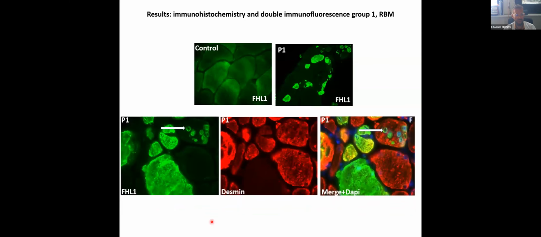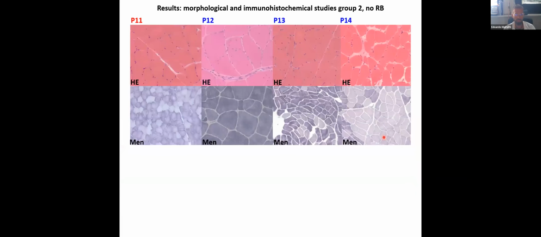And here you have an immunofluorescence with a co-immunostaining of FHL1 antibodies with desmin, and also we found hyperreactive areas of FHL1 that do not correspond to the desmin staining. But what was really intriguing and striking, we found a peripheral halo of immunofluorescence of FHL1 around the myonuclei.